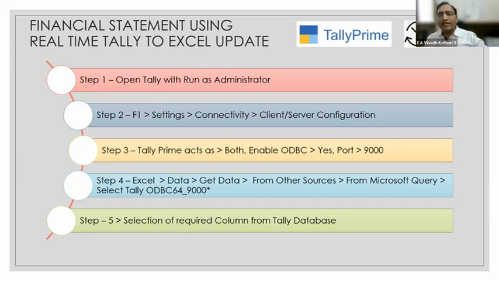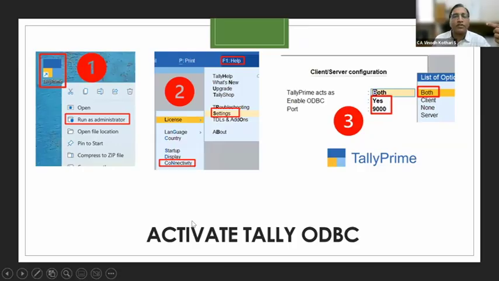So first thing, to start, you have to open your Tally using Run as Administrator. Your icon will be there on the desktop. Right click the icon and then select Run as Administrator. Then only ODBC connectivity will be activated. So once you go to the Tally, one setting needs to be done. You can see this setting. This is the Run as Administrator icon.